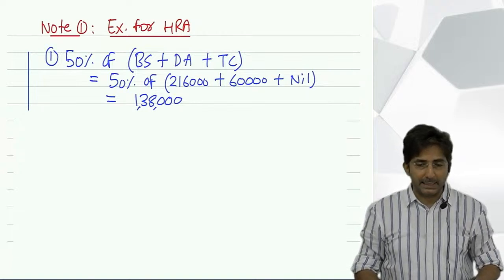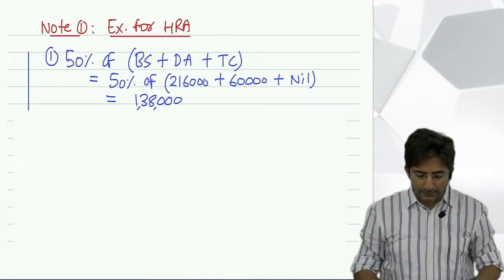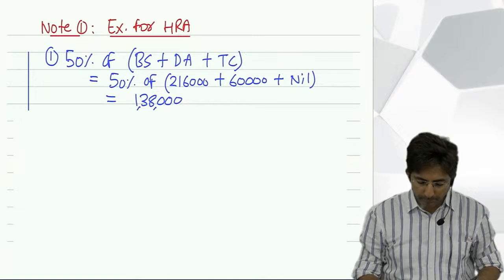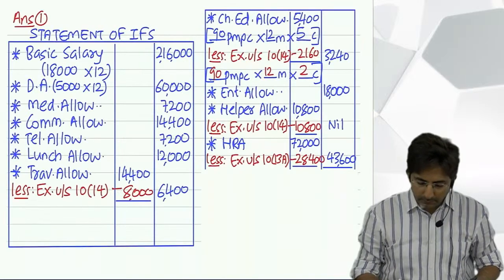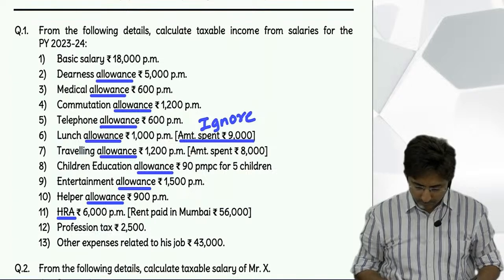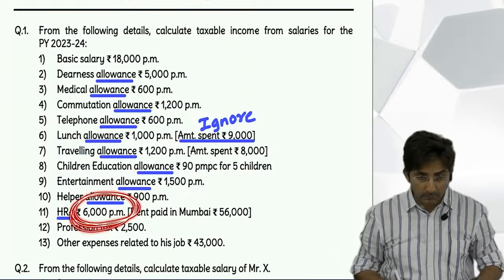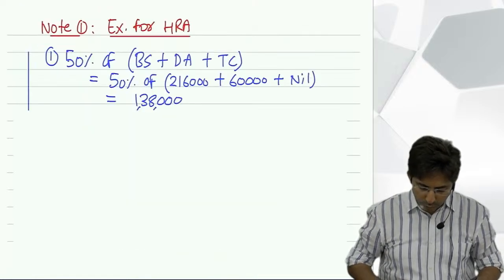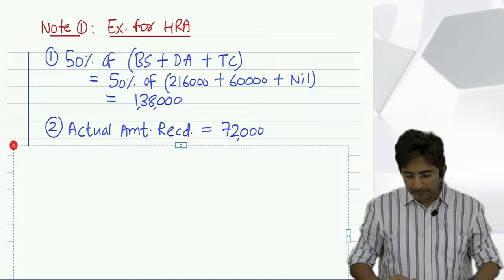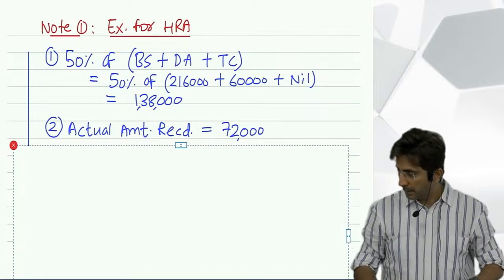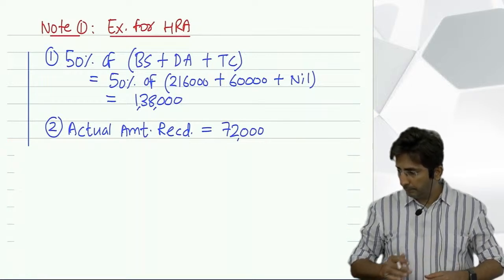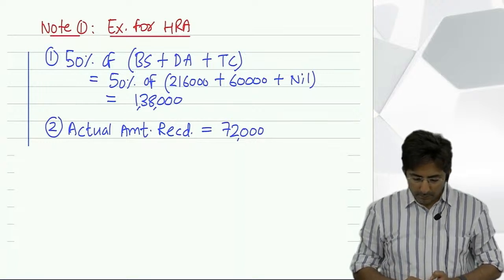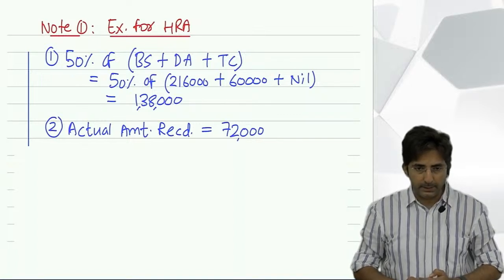Then what is the second amount? Amount actually received. So HRA, what is the actual amount received by him? He has received 6,000 per month. So multiply by 12, 72,000 actual amount received, correct? Then the third amount is rent paid minus.